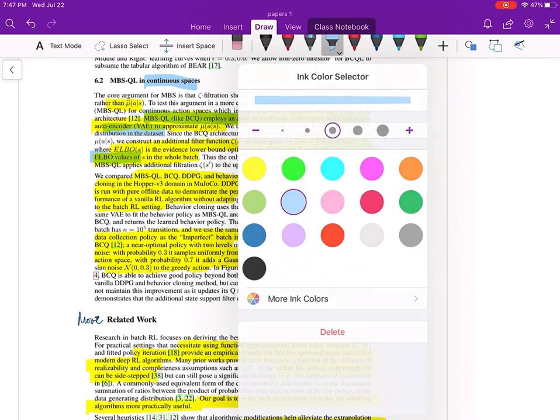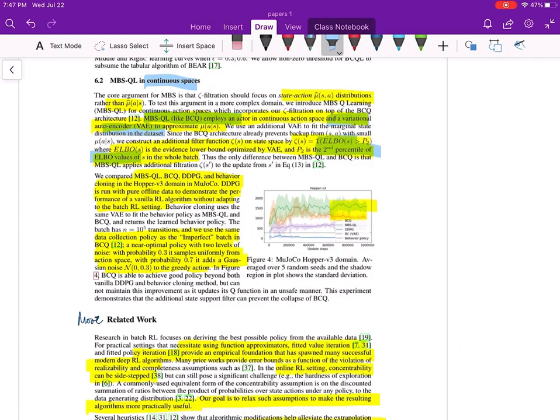So here, the dataset is collected by an imperfect batch from epsilon-greedy policies on top of the continuous spaces, as you can see here. And then this is the figure where MBSQL is outperforming every other SOTA result. Let's go ahead.